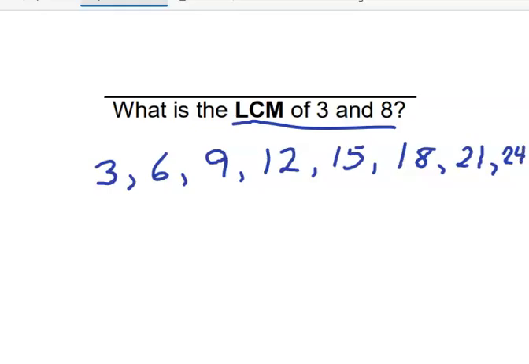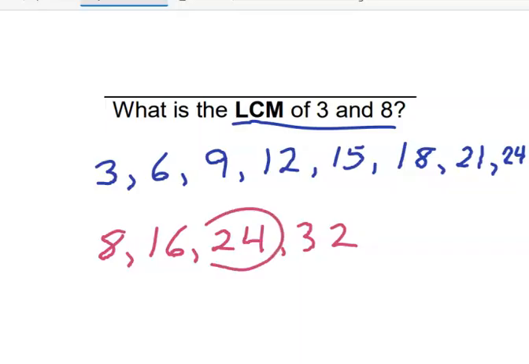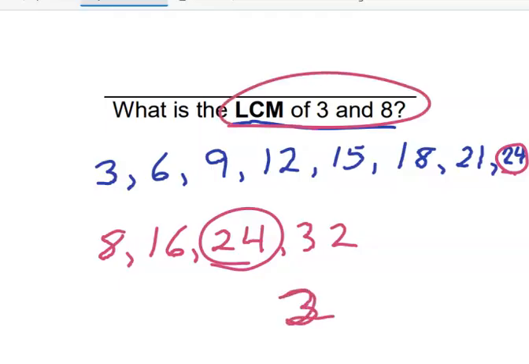Let's go to the 8. Okay, let's do multiples of 8. We got 8 times 1 is 8. 8 times 2 is 16. 8 times 3 is 24. 8 times 4 is 32. All right, so is there a number that's in both the multiples of 3 and the multiples of 8, or do we need to keep going? So it looks like right here we have a 24 and we have a 24. So the least common multiple of 3 and 8 is 24.